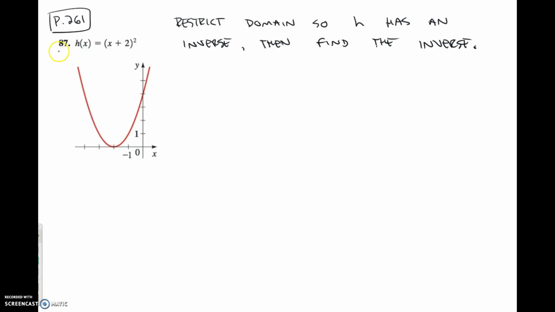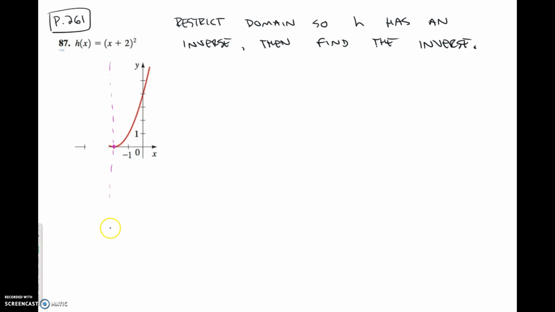Page 261, number 87, asks us to give a function that is not one-to-one, and then to restrict the domain so that h does have an inverse, and then to find it. So we can cut this however we want. The most sensible way to cut it is probably right at the vertex, and maybe erase this half of the graph.